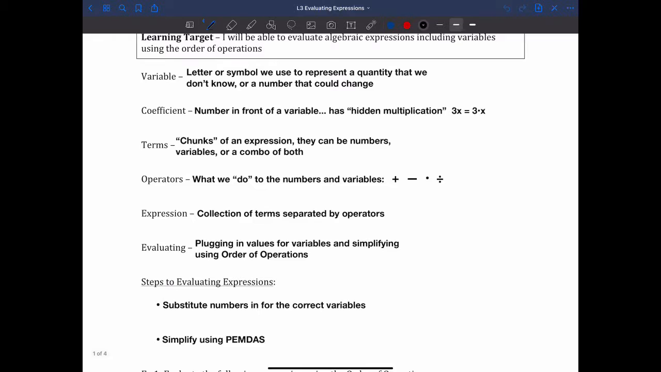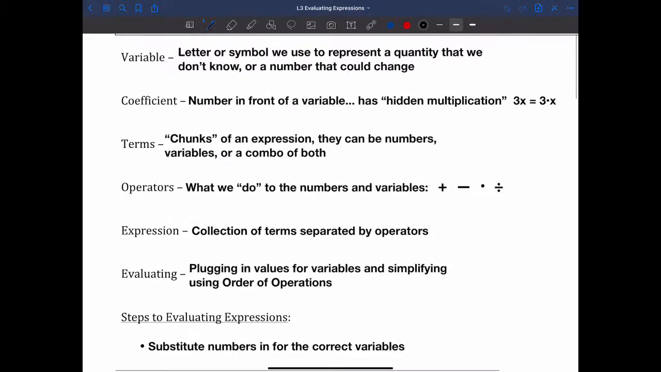A variable is just a letter or a symbol we use to represent some sort of number that we either don't know or a number that might change. Common ones are x, y, and you might see a, b, and c. A coefficient is the number that's in front of a variable, and it has hidden multiplication going along with it. So you might see 3x. The 3 is that coefficient, but what's really going on there is that it's like saying 3 times x. Mathematicians like to make a lot of little shortcuts for things, so that it really is 3 times x.